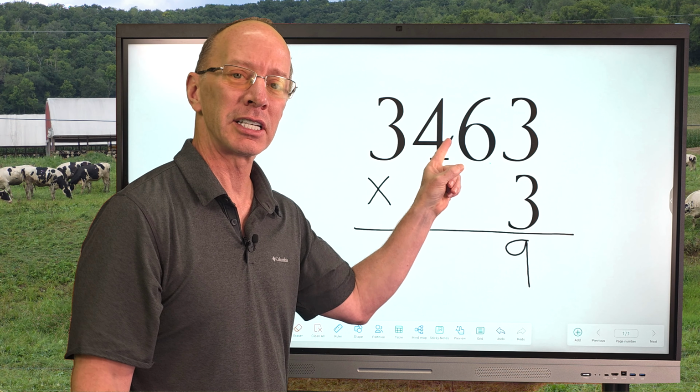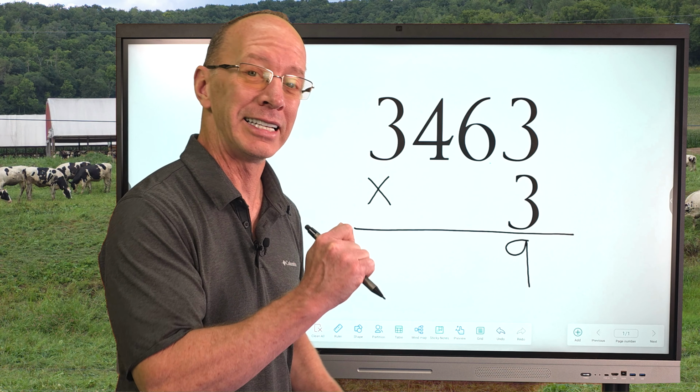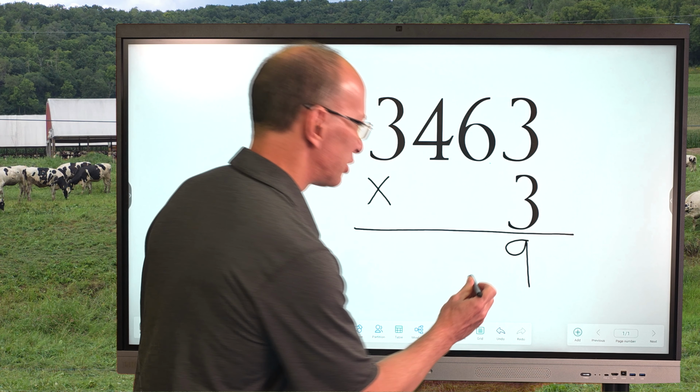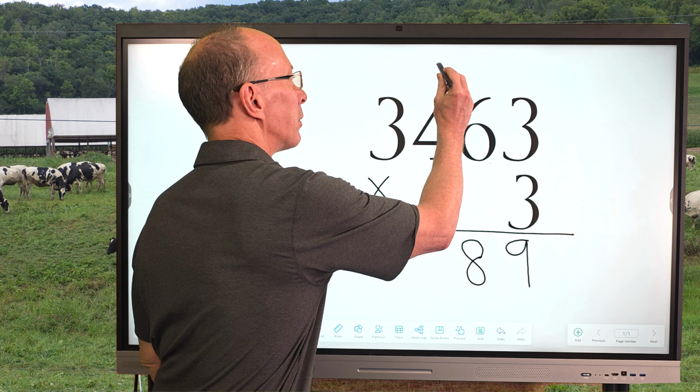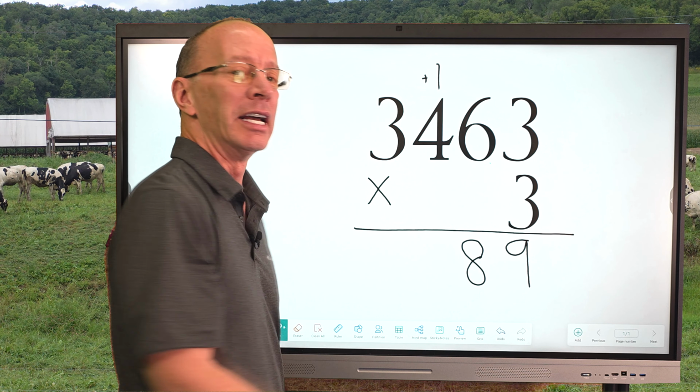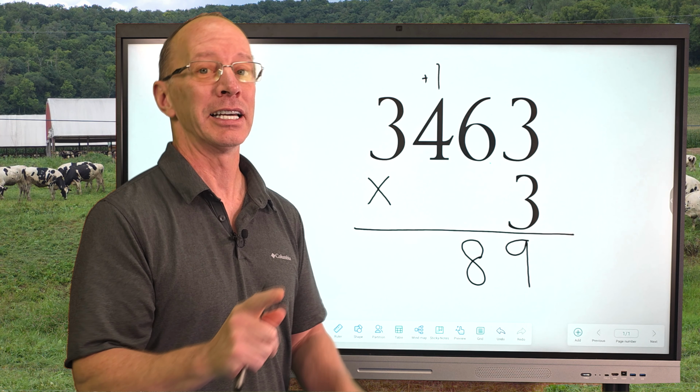So 3 times 6 equals 18. Oh yeah, you guys are super smart. So I'll put 8 right here, and I take that 1 and I'm going to put it right here. I'm going to add that number in a little bit. Not yet, in a little bit.